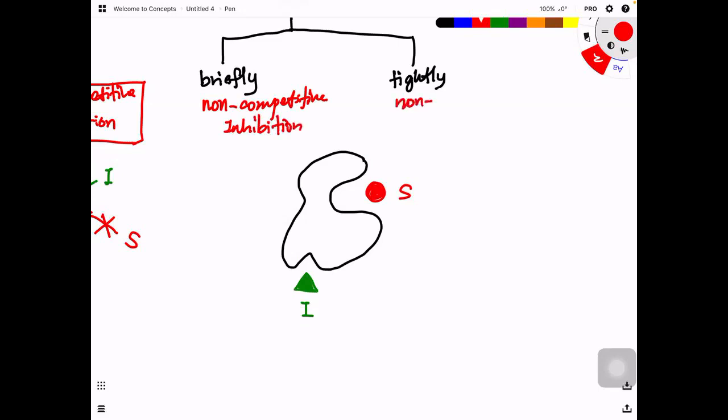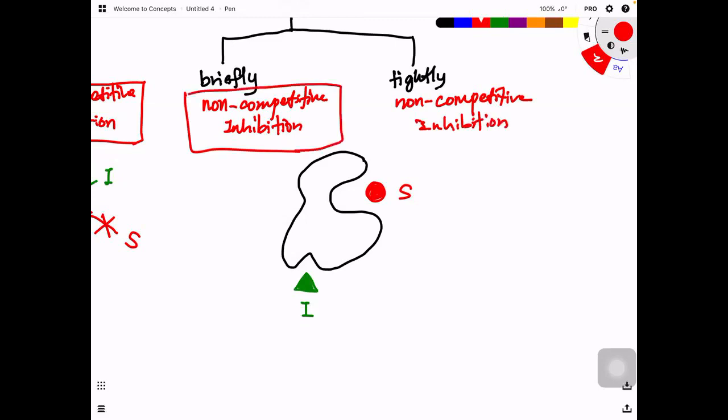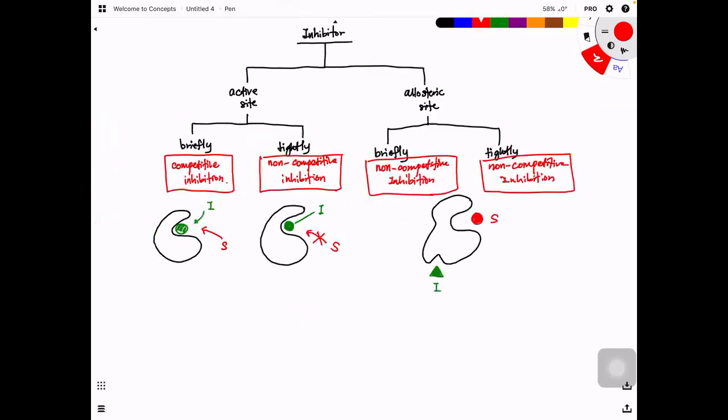For both, whether tightly or briefly, it's the same thing. The explanation here is because my inhibitor doesn't bind to the active site. When they don't bind to the active site, this kind of inhibitor is called a non-competitive inhibitor. Are you clear? So you can see that only the first case, briefly, has competition. The rest is no competition at all.